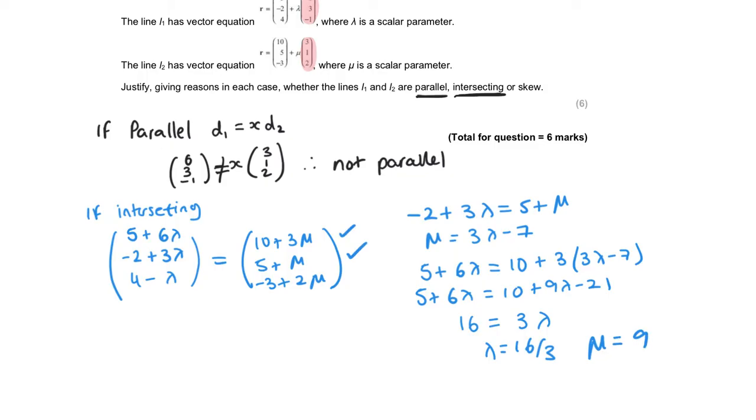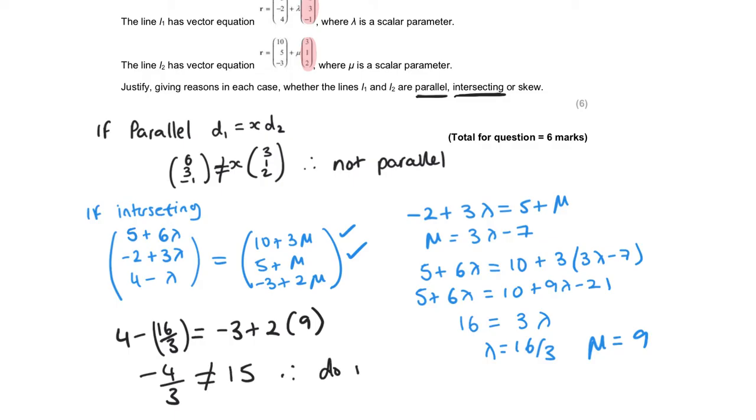So we now see, does this work for the last one? So 4 minus lambda, 16 over 3, should equal minus 3 plus 2 lots of mu, which is 9. I can tell you now this is not going to equal each other. However, because we have to justify and give reasons, we have to actually work this out. What is 4 minus 16 over 3? 12 over 3 minus 16 over 3 is minus 4 over 3. This does not equal 15. Therefore, do not intersect.